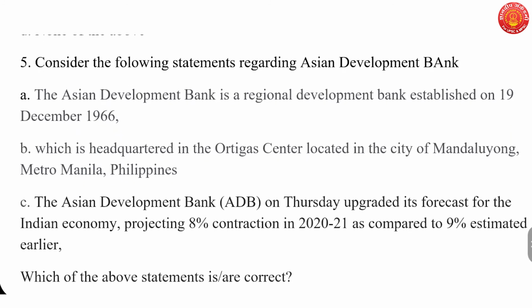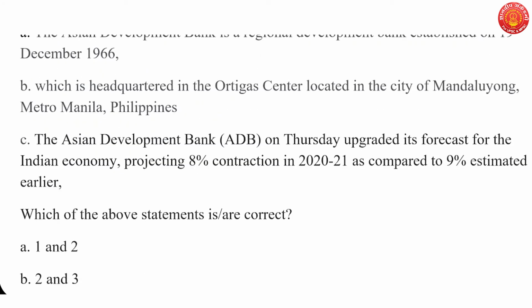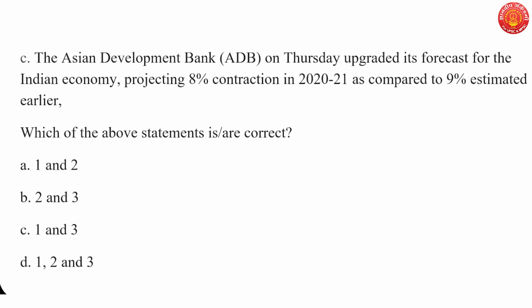The answer is C. Let's move on to the next question. Consider the following statements regarding the Asian Development Bank. 1. The Asian Development Bank is a regional development bank established on 19th December 1966. 2. It is headquartered in the Ortigas Center, located in the city of Mandaluyong, Metro Manila, Philippines. And 3. The Asian Development Bank on Thursday upgraded its forecast for the Indian economy, projecting 8% contraction in 2021 as compared to 9% estimated earlier. Which of the above statements are correct?